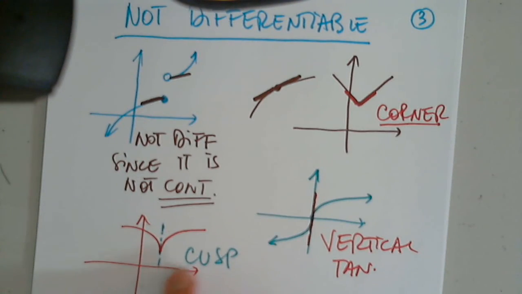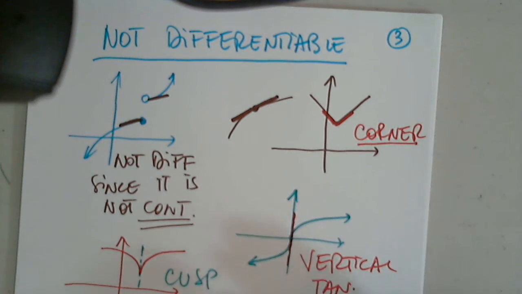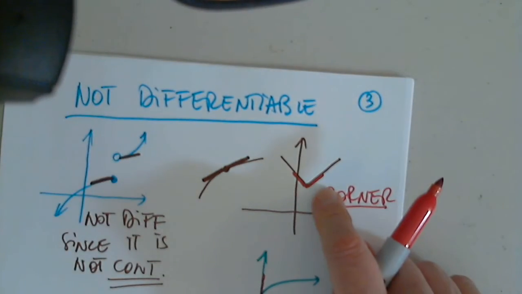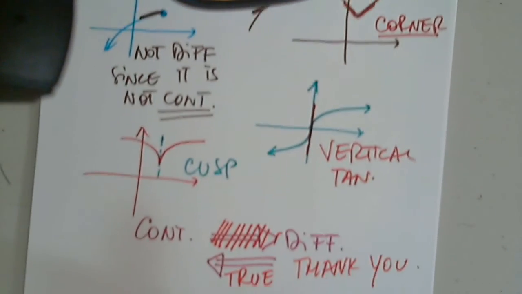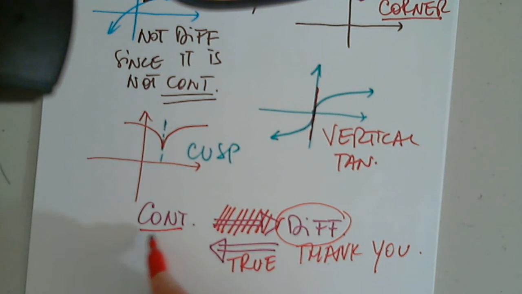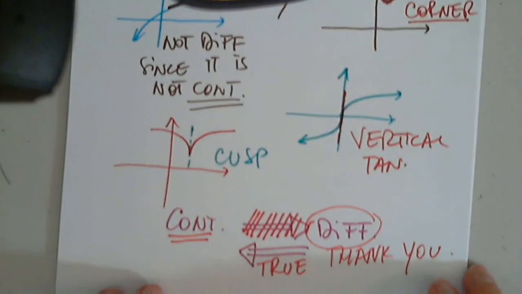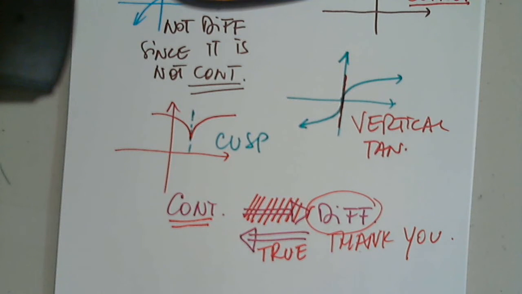This is a continuous function, but it's not differentiable everywhere. But if the function is differentiable, it must be continuous, guaranteed. Because if it's not continuous, it's not differentiable. So if a function is differentiable, it must be continuous. The converse is not true.